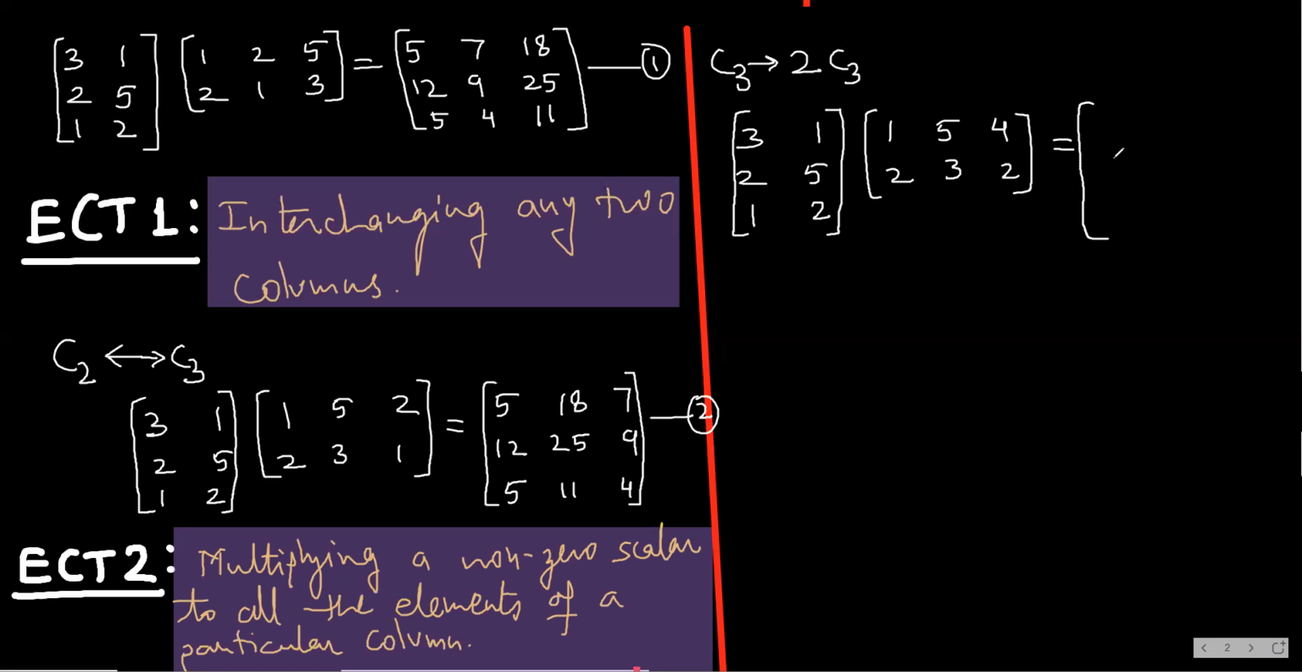And what happens to RHS? 5, 12, 5, 18, 25, 11. And multiply 2 here. So when you multiply 2, you get 14, 18, and 8. 7 to the 14, 9 to the 18, and 4 to the 8. And remember, students, this matrix equation you got is number 3, and this is also true.